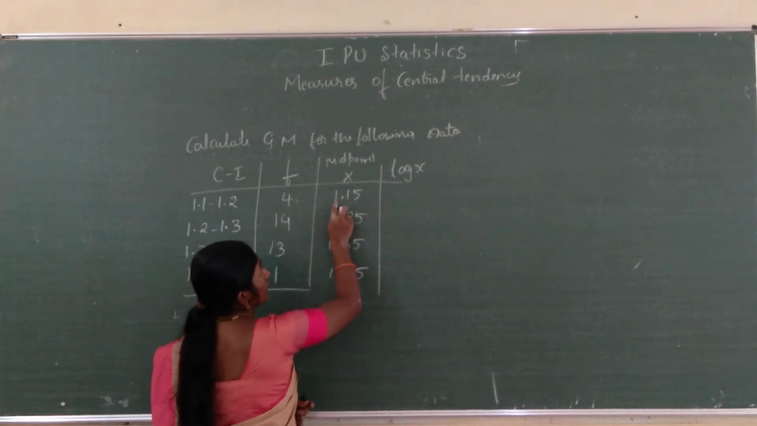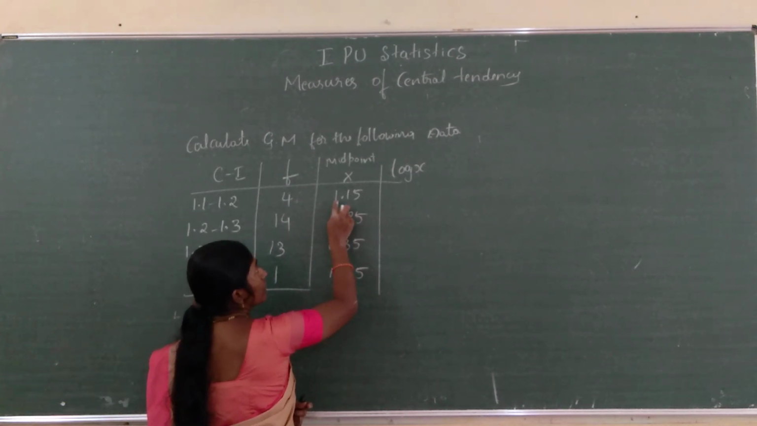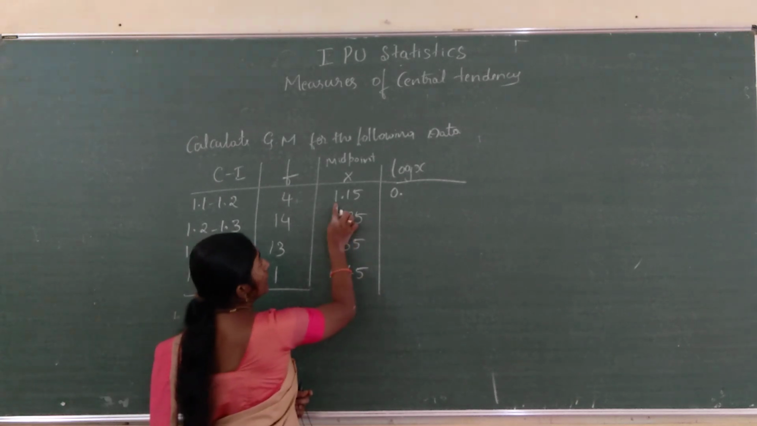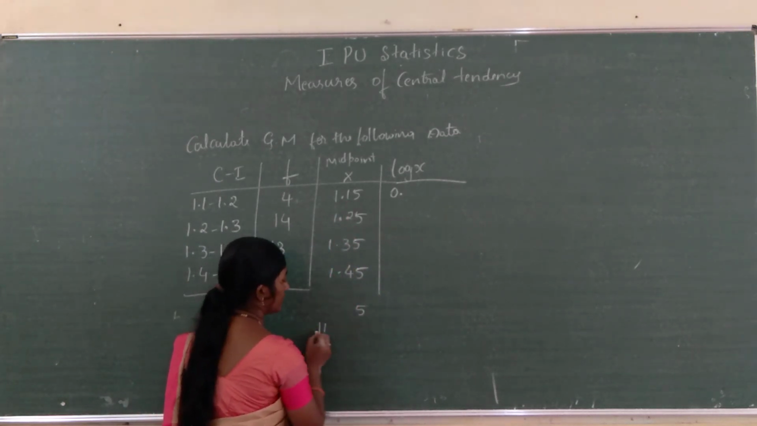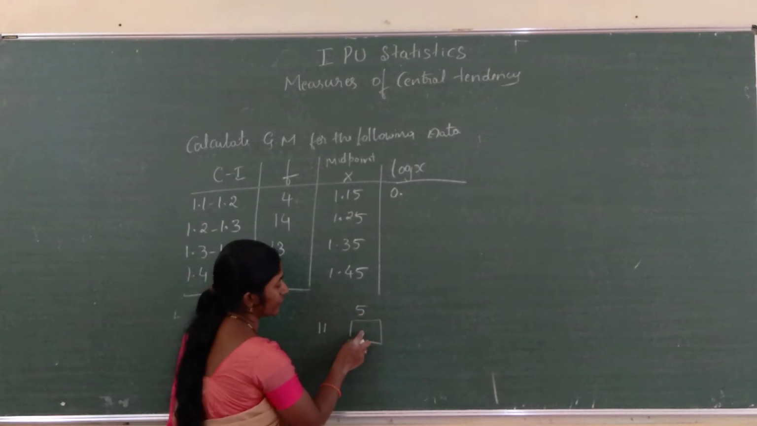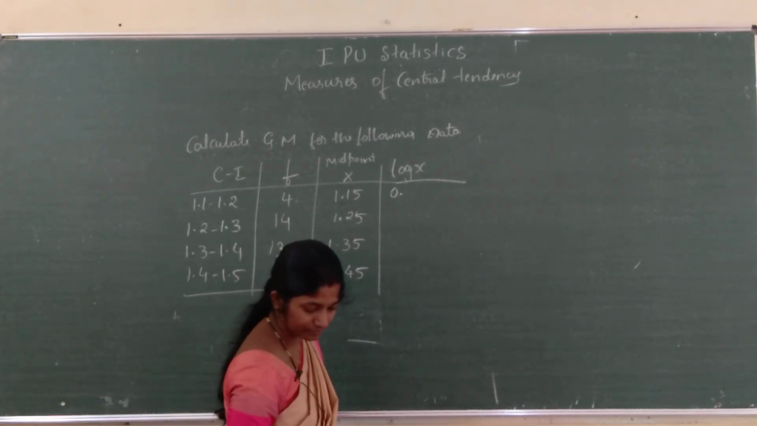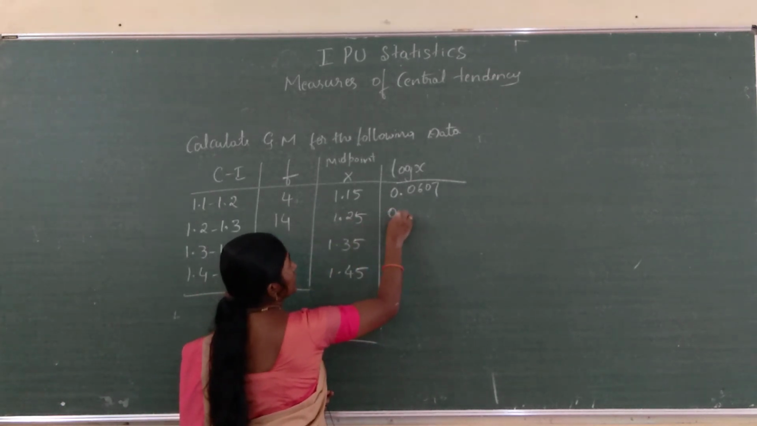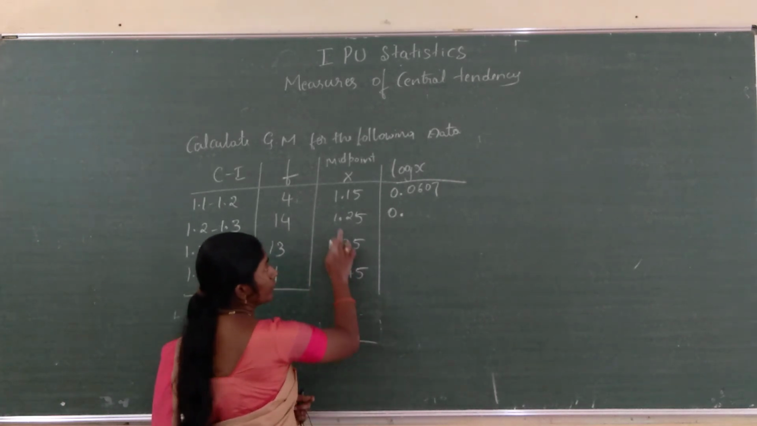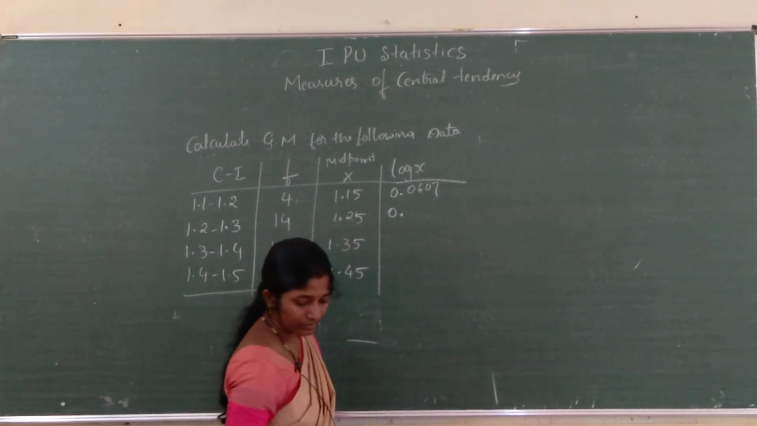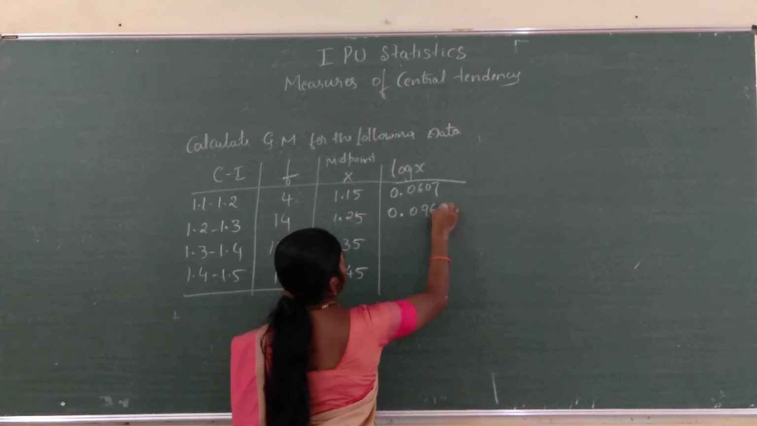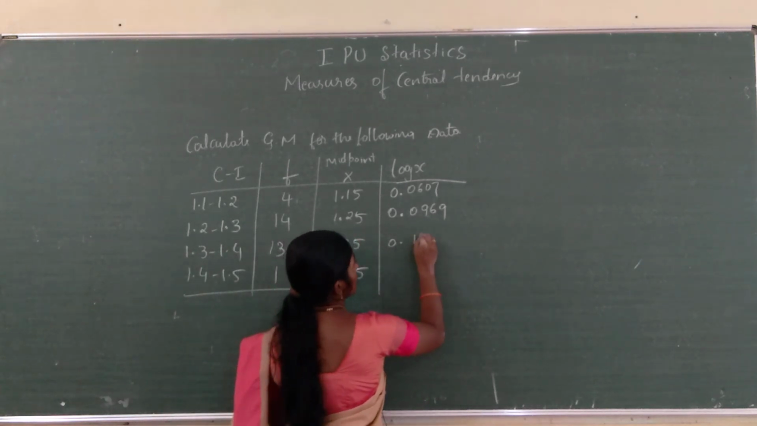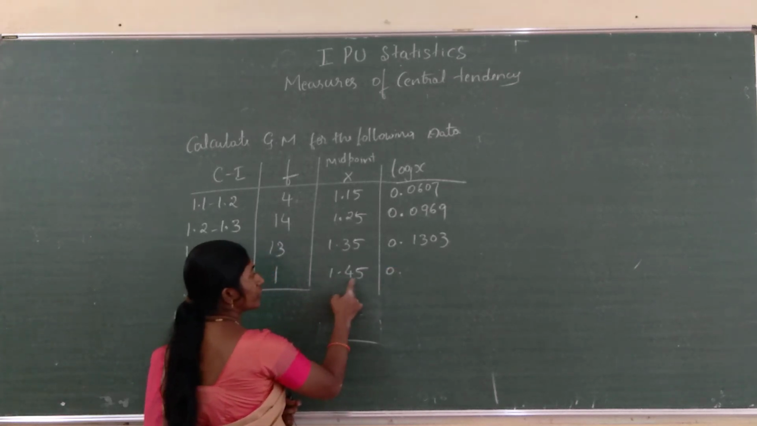Here 1.15, 11 alli 5 nodbeku. Characteristic illi first idu, characteristics here only one digit, 1 minus 1, that is 0 point. Mantissa andre log table nodlike, 11 row, 5 column alli eshtu answer bandide nodi, aa value annu illi bardraitu. See, that is 0607. Next, here 1.25, 1 minus 1, 0 point, 12 row, column 5, 0969. Next again here, 1 minus 1, 0 point, 13 row, 5 column, 1303. Here 14 alli 5 nodbeku.